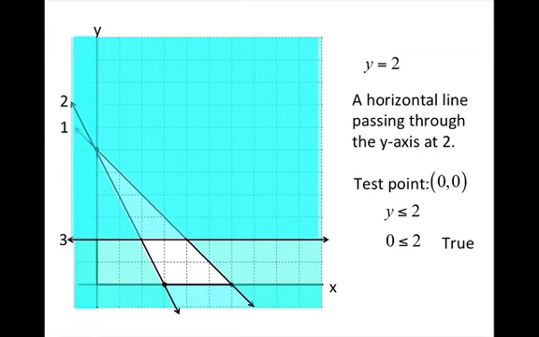So now I have a four-sided region that's my feasible solution area. It's enclosed all the way around by boundary lines, so this is a bounded solution.